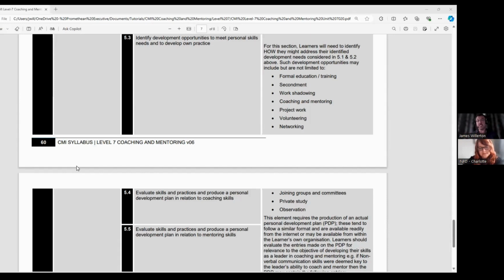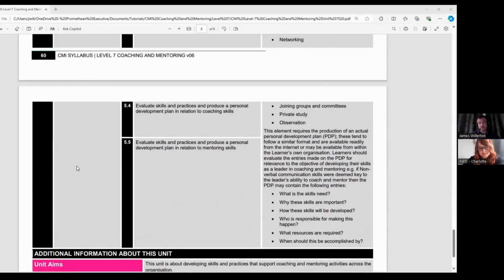But then in 5.4 and 5.5, we're asked to evaluate skills and practices to produce a PDP. And again, that's coaching and mentoring. Please keep them separate. But this is where your actual sharp end of the stick comes in. Now, the evaluation of skills and practice is almost done in the previous three ACs. It's just a little bit crossed over, but here's your ultimate judgment on where you think your skills and practice could be and should be improved to be better as a coach and better as a mentor.